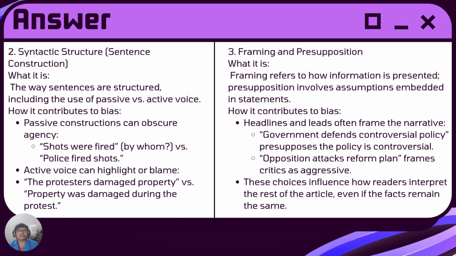Number three, framing and presupposition. What is it? Framing refers to how information is presented. Presupposition involves assumptions embedded in statements. How it contributes to bias. Headlines and leads often frame the narrative. Government defends controversial policy presupposes the policy is controversial. Opposition attacks reform plan frames critics as aggressive. These choices influence how readers interpret the rest of the article, even if the facts remain the same.